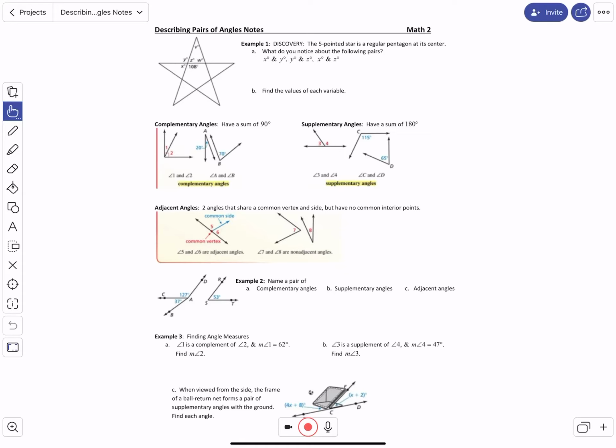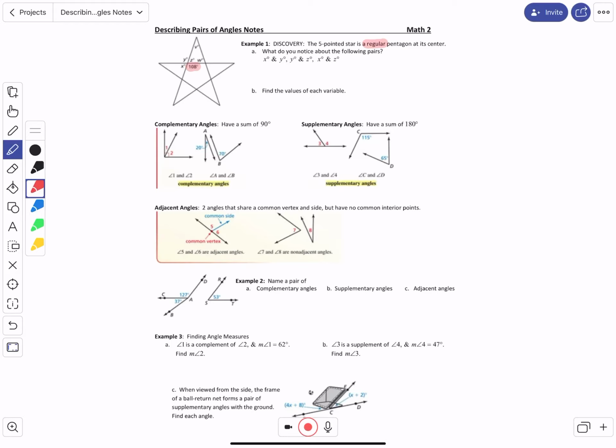Describing pairs of angles. In this unit, we're going to start talking a little bit more about geometry and shapes. In our first example, we're looking at a star, and it has a regular pentagon at its center. When you see the word regular, what that means is that all of the angles are going to be the same. So all of your interior angles, if you notice here, this angle is 108. So all of your angles are going to be 108 degrees.